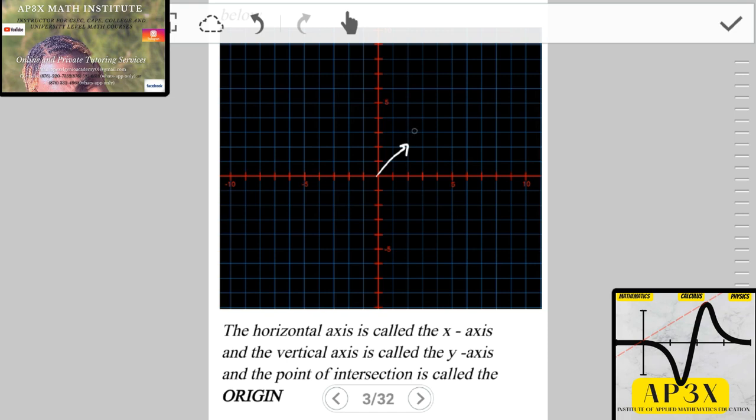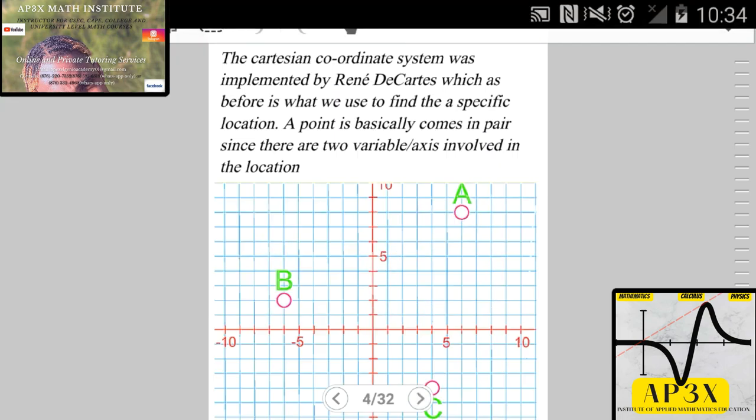And so the coordinates of the origin, and this is something that you need to remember, guys, is labeled as 0, 0. 0 on your x and 0 on your y. All right, good. So we've gotten that clear.